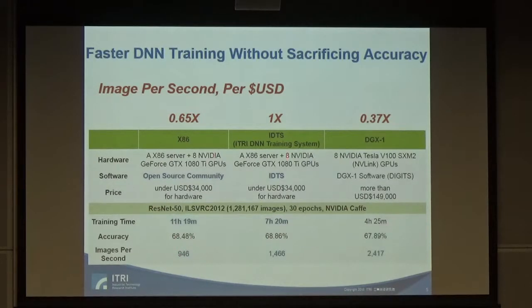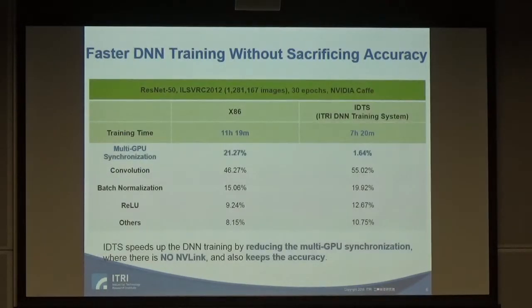This is with the same hardware, but the software is our ITRI DNN system. Sometimes people wonder, how about the DGX-1? For NVIDIA Caffe, because this DNN framework is tuned by NVIDIA, it is really good, so you can achieve 4 hours and 25 minutes. But if you look at this result from another angle, like images per second per dollar, maybe it's not the right choice. You can choose this one. So let's take a look at more details.